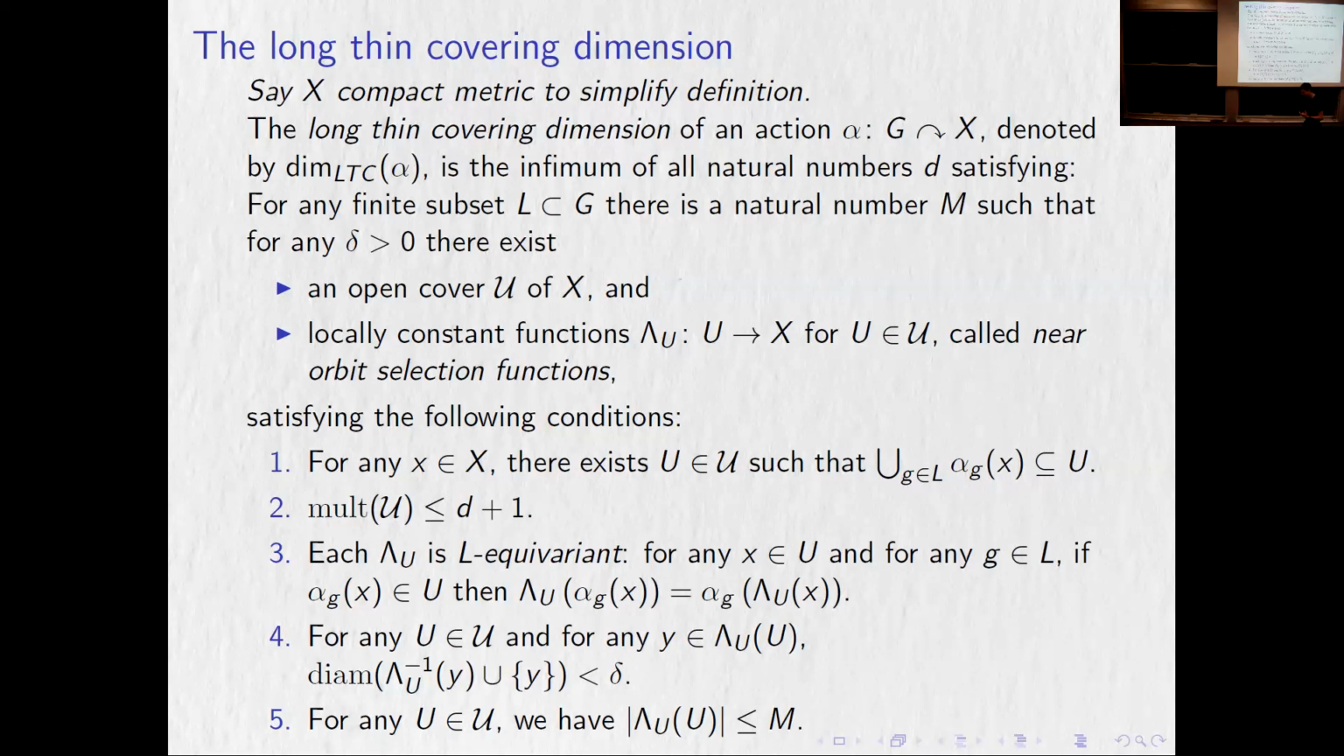That turns out to be better than labeling Rochlin towers by group elements. Instead of labeling them by group elements, we label them by points in some chosen orbits. It turned out to be nicer to work with. This is the thin, as I said, the diameter is small, and we also have this technical addition saying that, okay, it's long, but not too long. We somehow limit the number of blobs we have.